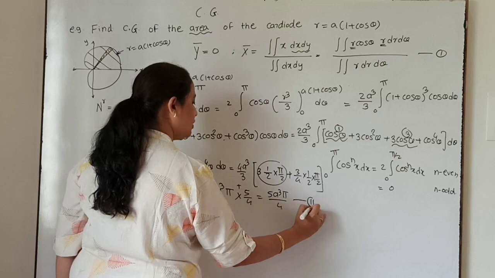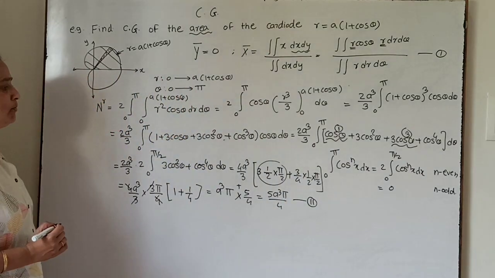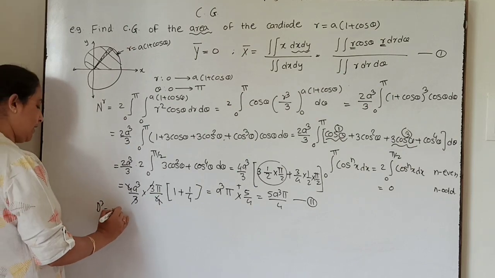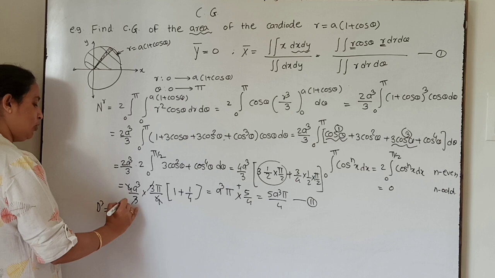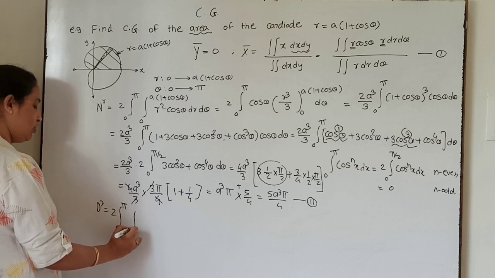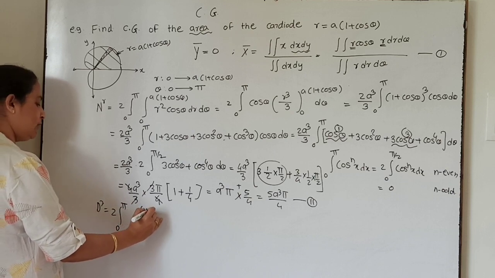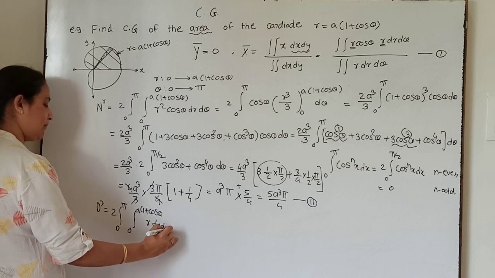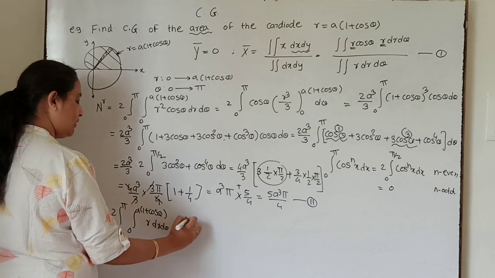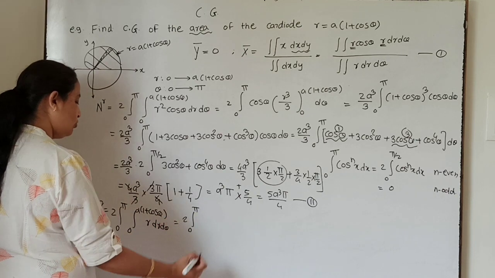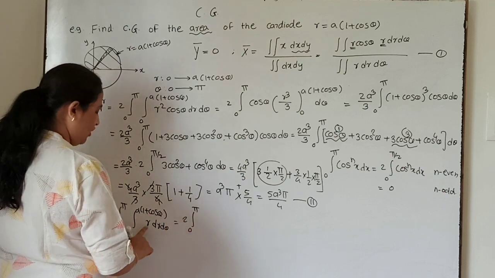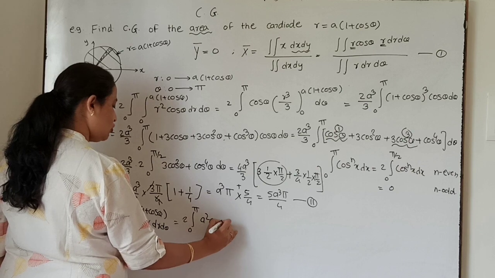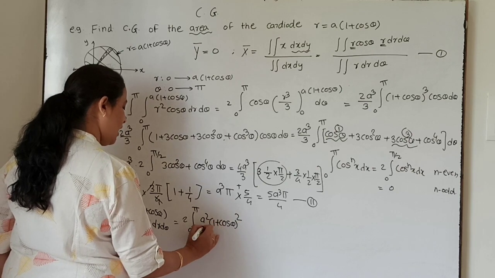So this is equation number 2. This is the value of the numerator. Now if I find the value of the denominator, the denominator is 2 times integration from 0 to pi, second integral is from 0 to a in bracket 1 plus cos theta, r dr d theta, that is equal to 2 times integration from 0 to pi. Integral of r is r square upon 2, that is a square (1 plus cos theta) bracket square upon 2.